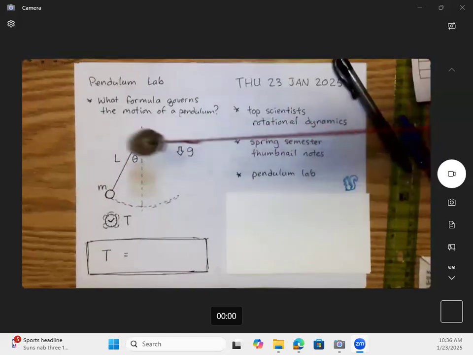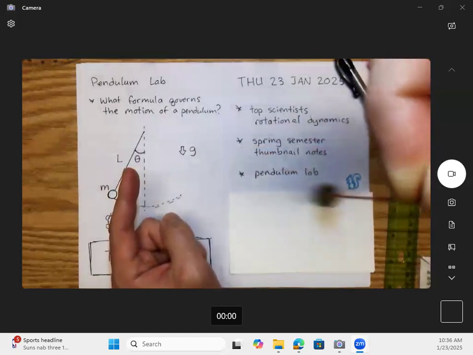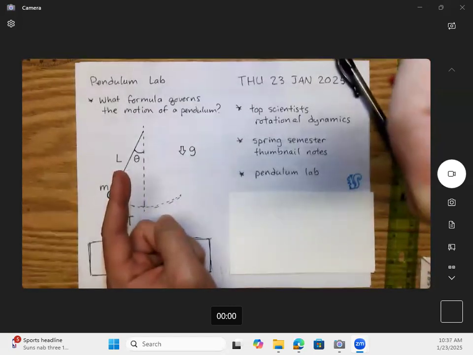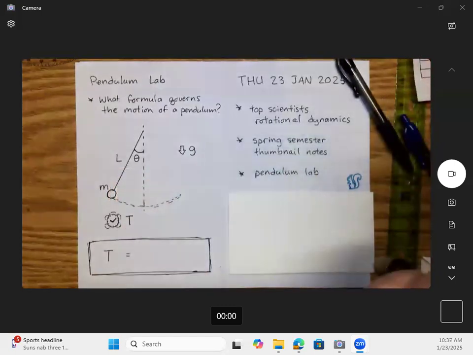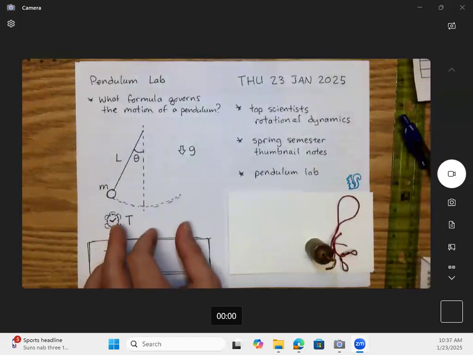Right? So for example, how much time does it take to go from my finger back to my finger? You guys see that? How much time is that? And what variables could that depend on? Okay. So see if you guys are following. Based on what I just said, show of hands. What am I defining as the time period?